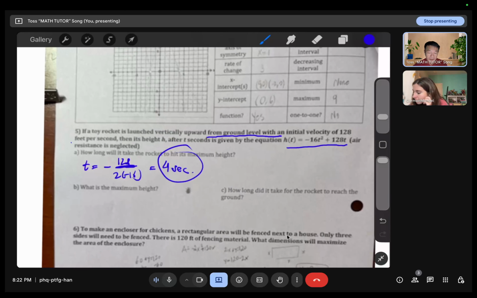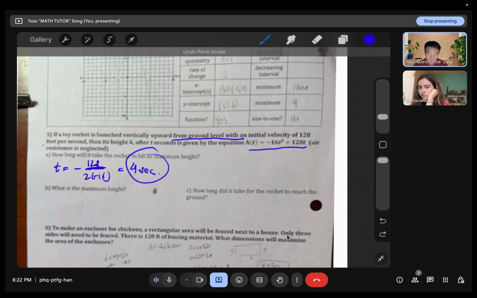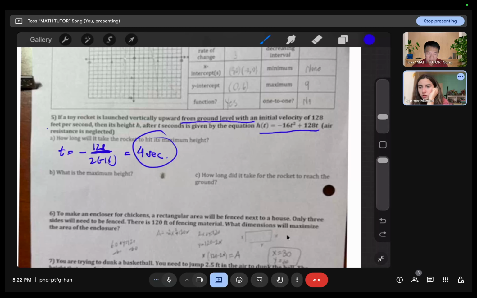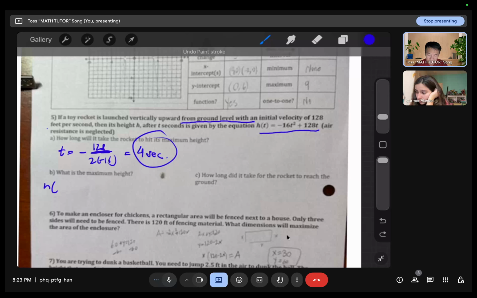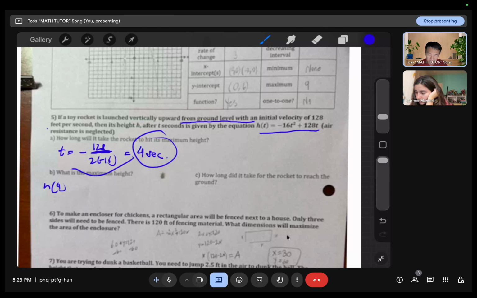It's going to be the y value of the vertex of the parabola, the H. If I were you, I would just do the math like this, and that's it. The H of 4. Sorry, not 8, 6, 4. You plug in the 4. So the H of 4, and you just show the substitution right here. Squared plus 128 times 4. Whatever this is is your answer. But you want to write the unit being feet.